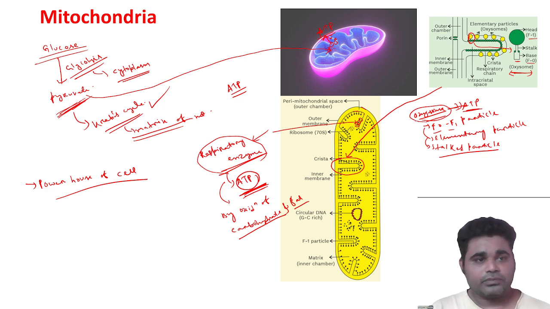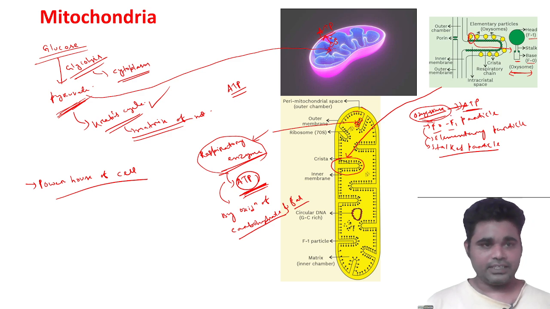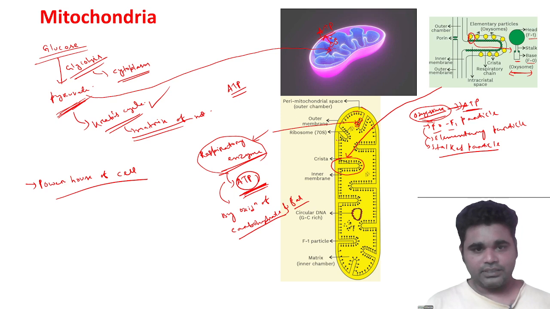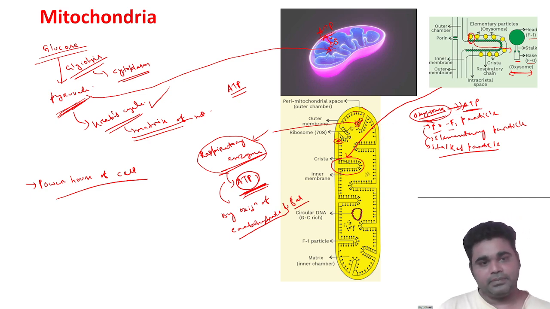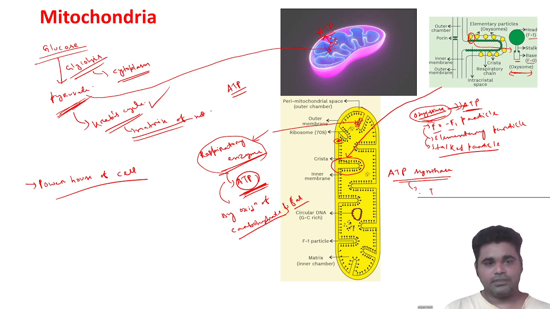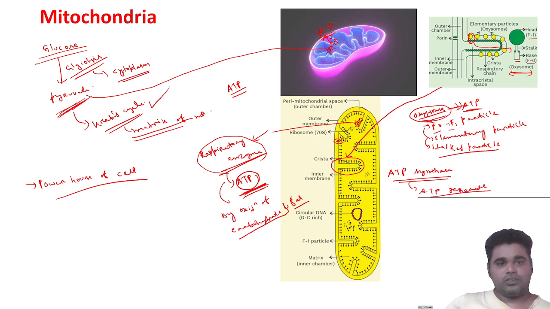So the oxysome also forms the ATP. Let's suppose this is an F0, F1 particle and the oxysome is present, so it generates the ATP. Now there is an enzyme called ATP synthase. What is the role of ATP synthase? The role of ATP synthase is to generate the ATP. So the oxysome has exactly the same role as the ATP synthase.